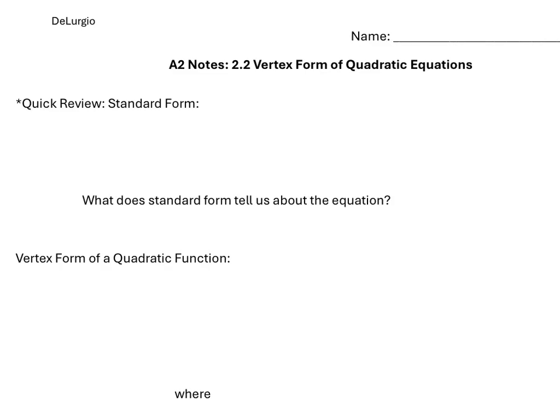All right, so today we're going to talk about vertex form of quadratic equations. Last time we talked about standard form. So just to review, standard form of a quadratic is f of x equals ax squared plus bx plus c.